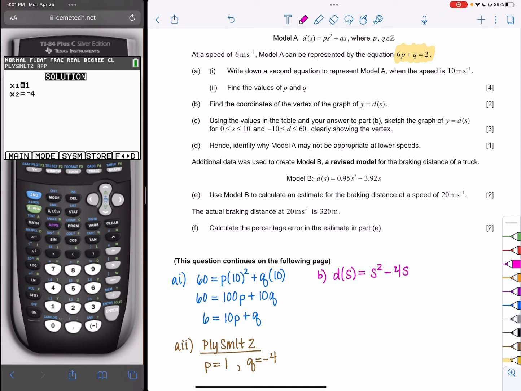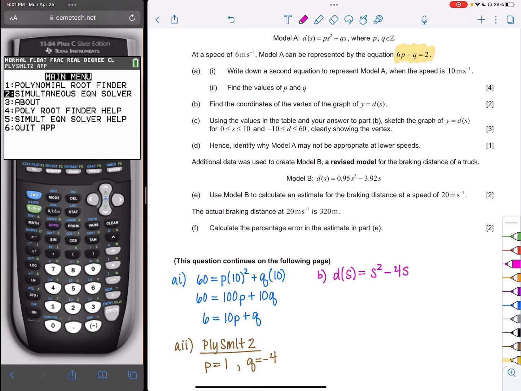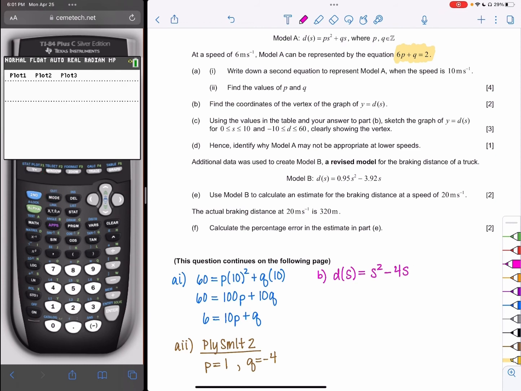So if I want to find my vertex, all I have to do is exit out of this app, go to y equals, clear whatever was in there out, and put in x squared minus 4x. And then once I do that, I'm going to graph it. And I see that my vertex is a minimum. And if you want to, you can zoom in 6 for standard so that you will be able to see things clearly. So there is a clear graph there.